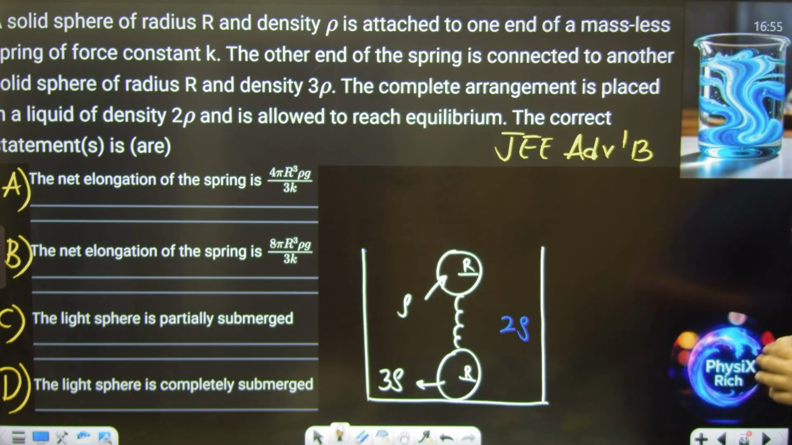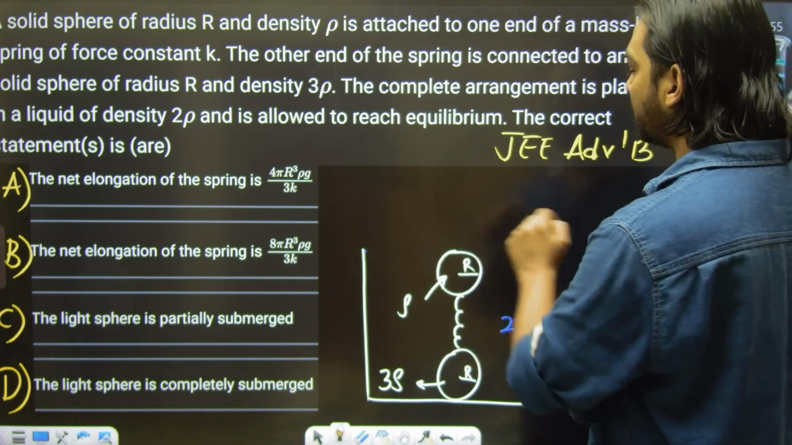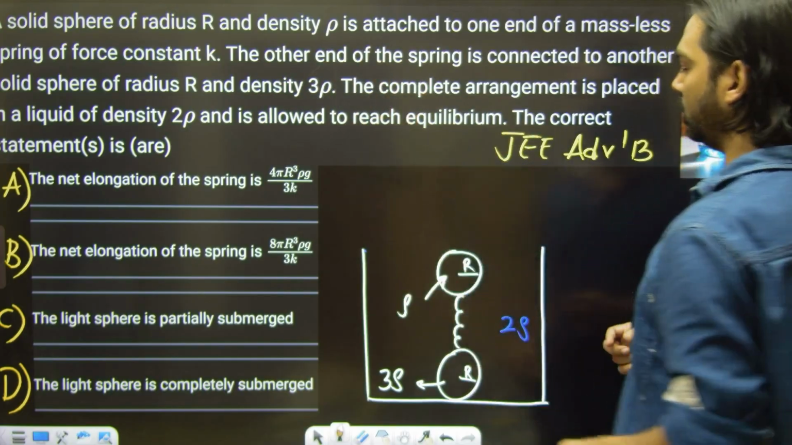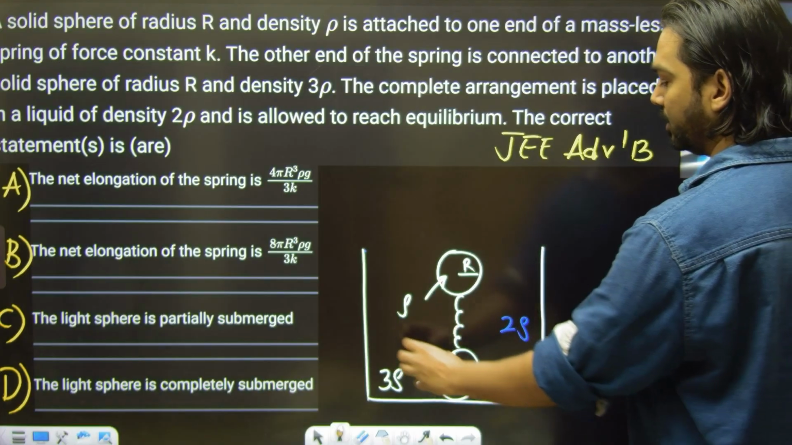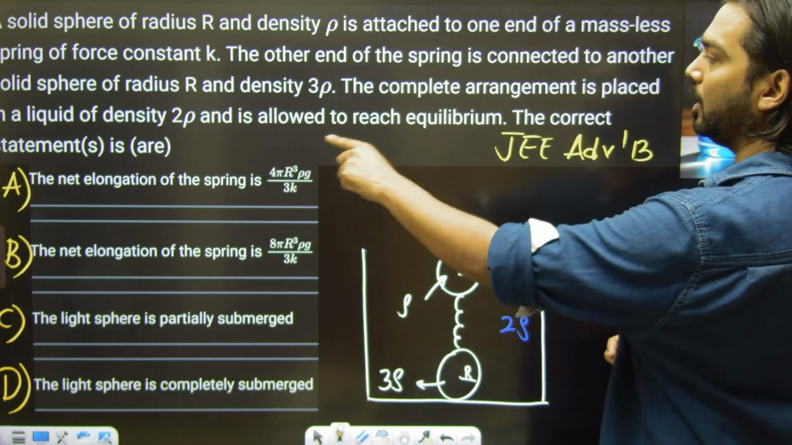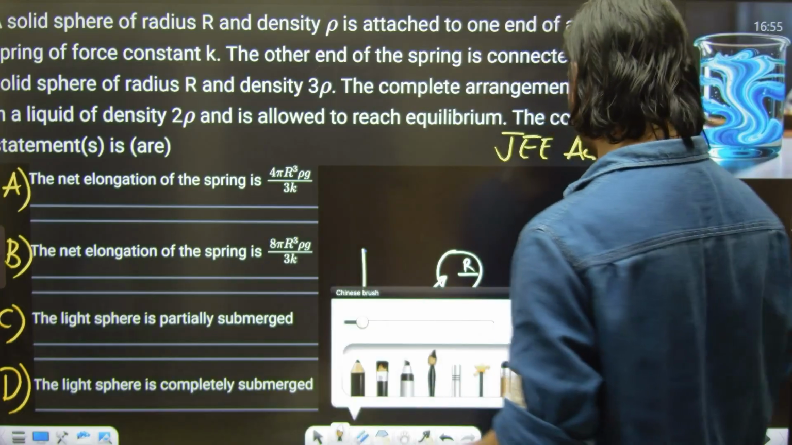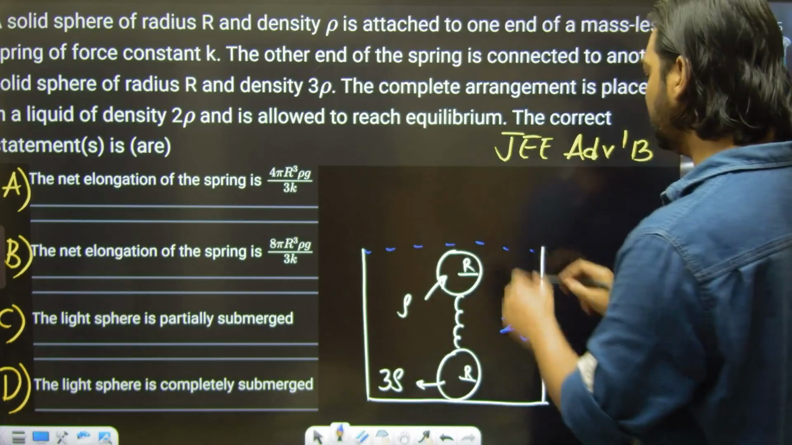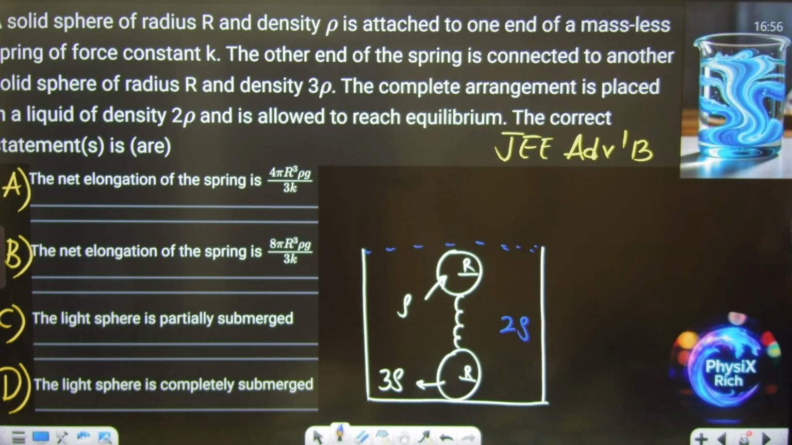So guys, what have I done? I have made a sphere of density rho and radius r. I have attached it to a spring. I have done exactly what this statement is asking me to do. And then I have taken another sphere of radius r and density 3 rho and attached it to the spring. Now this complete arrangement is placed in a liquid of density 2 rho and is allowed to reach equilibrium. So I have filled the whole thing with the fluid of density 2 rho. And now I have allowed it to reach equilibrium.